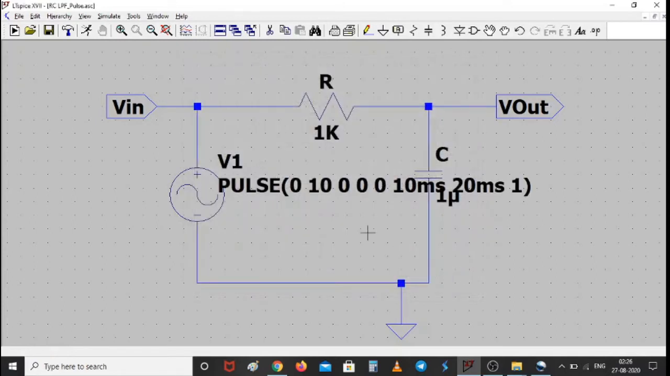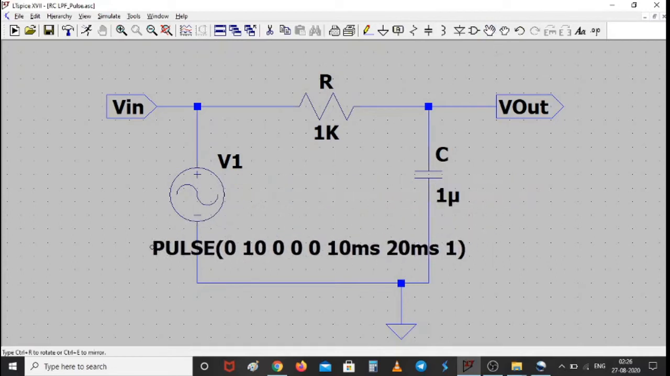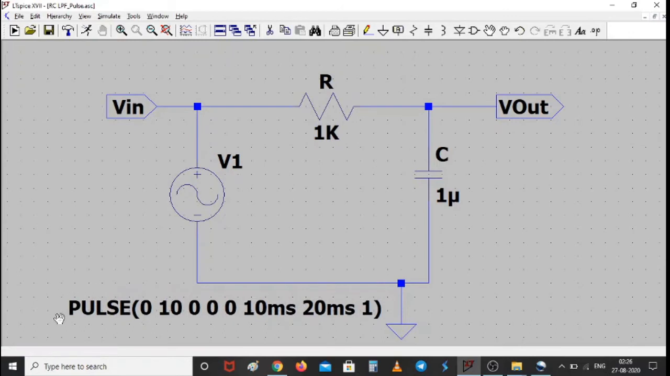Click OK. So you could see that the pulse input that we have represented is shown here. The pulse duration is 10 milliseconds, and the total period, that means the on period and the off period altogether, is 20 milliseconds. The on time voltage that the input signal can have is 10 volts, right? And what type of analysis are we interested in? Transient analysis, response as a function of time, that is what we are interested in.